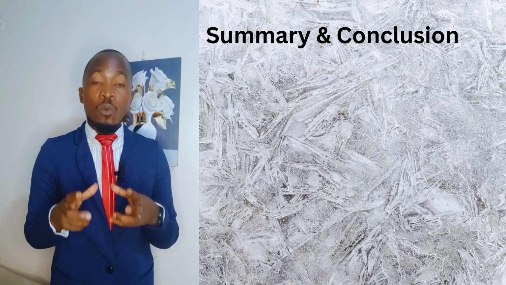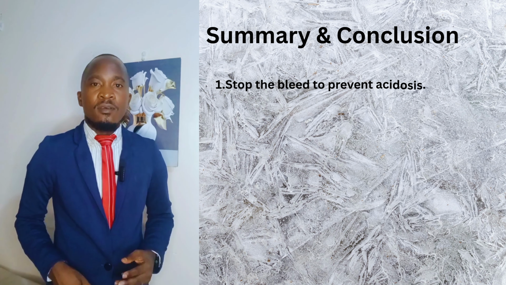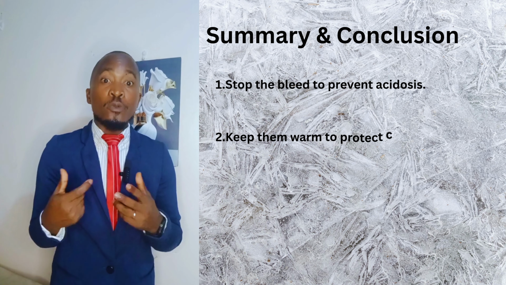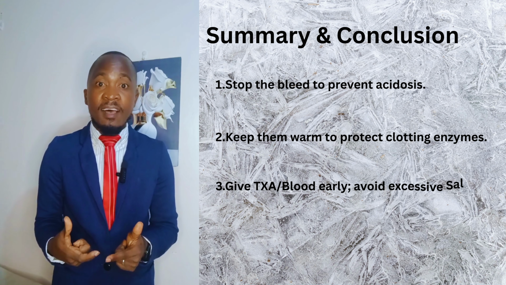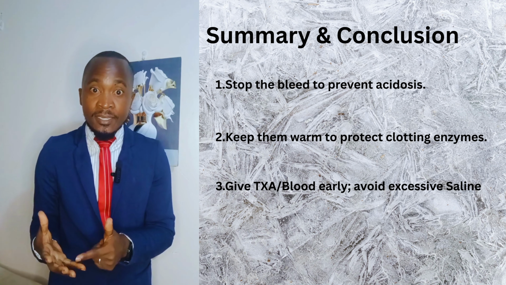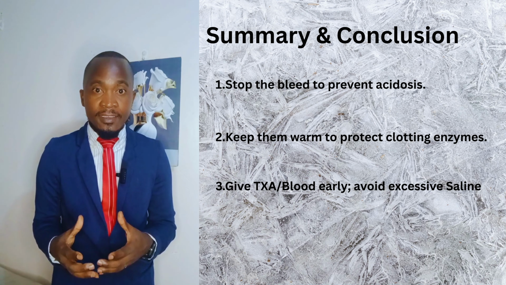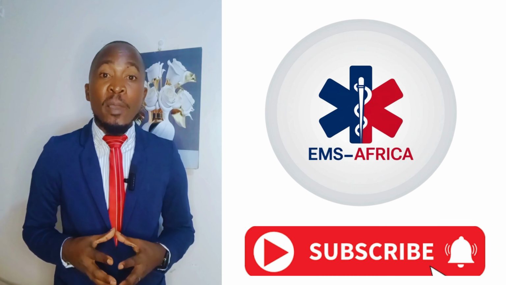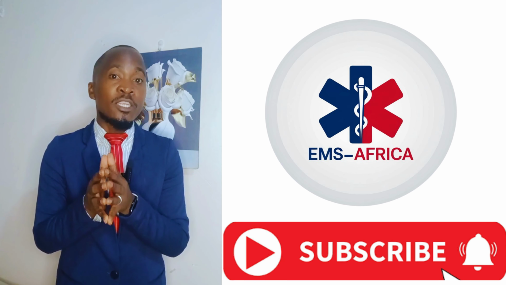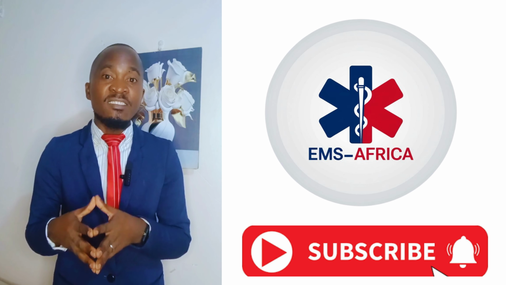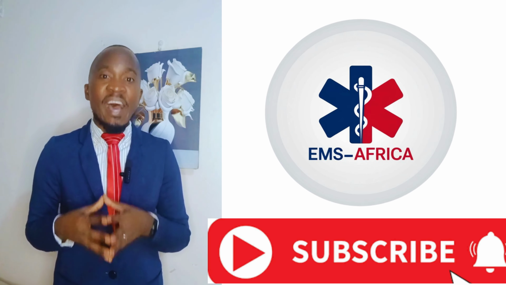Our three takeaway points here are: stop the bleed to stop the acidosis. Second, keep them warm to protect clotting enzymes. And third, give them tranexamic acid or blood early. Avoid excessive saline. Thank you for watching. It's my hope that by doing what we just discussed, this will help you to deliver this patient to the emergency room in a more stable condition than you've done before.